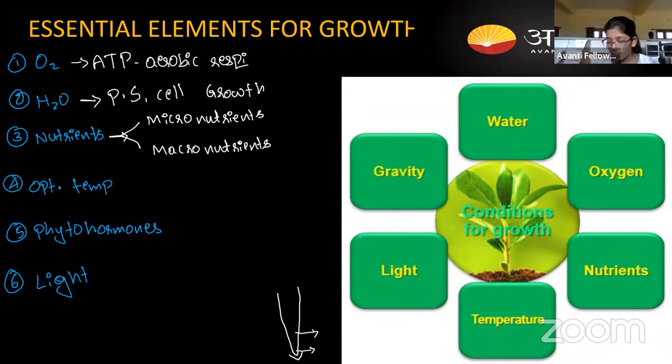And why is the optimum temperature required? Can anybody tell why the optimum temperature is required for plants to grow? I'm waiting for the answers in the chat box. Okay, I'll tell you. There are many enzymes in plants. These enzymes are helpful in cell growth, plant growth, and other metabolic activities. But these enzymes will work only if they get an optimum temperature. So optimum temperature is very essential for enzymatic activity.